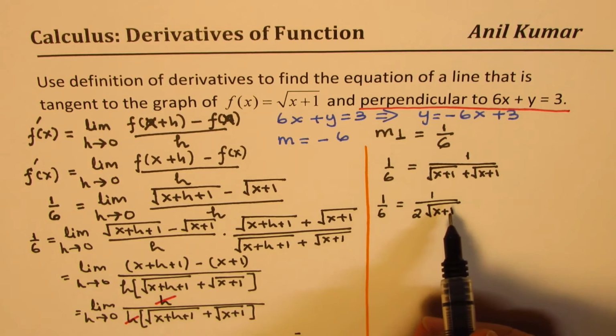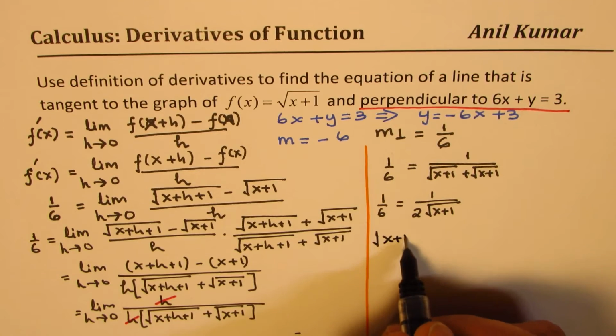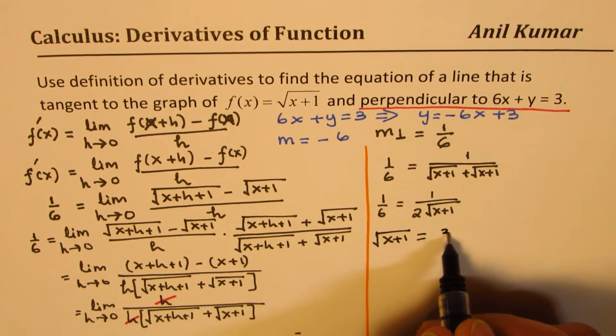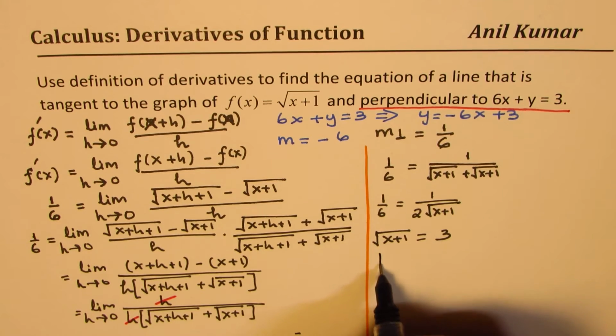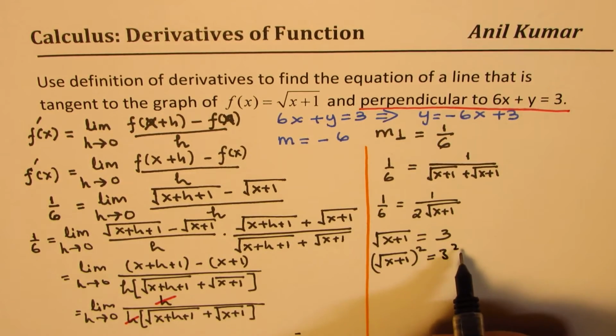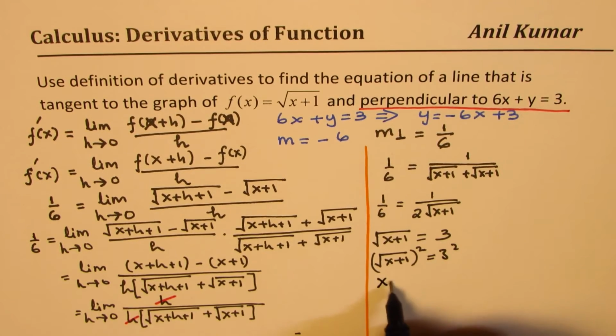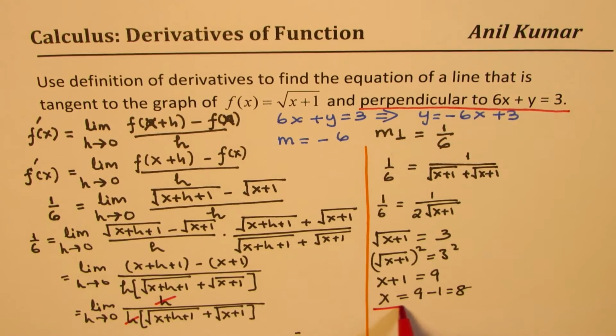Now we can cross multiply and we get square root of x plus 1 equals to 3, right? So this cancels, you get 3. Squaring, we get square root of x plus 1 whole square equals to 3 square, which is 9, right? So we get x plus 1 equals to 9, or x is equal to 9 minus 1, which is 8. So we get a value of x as 8.